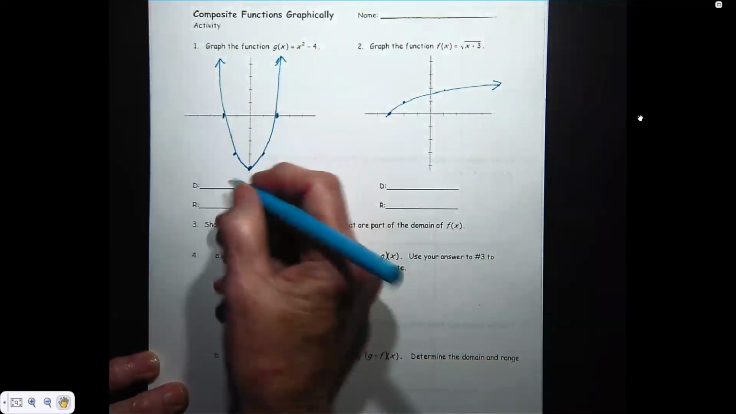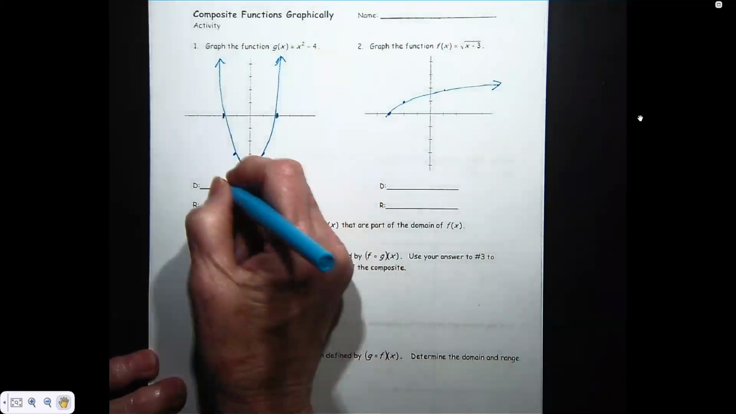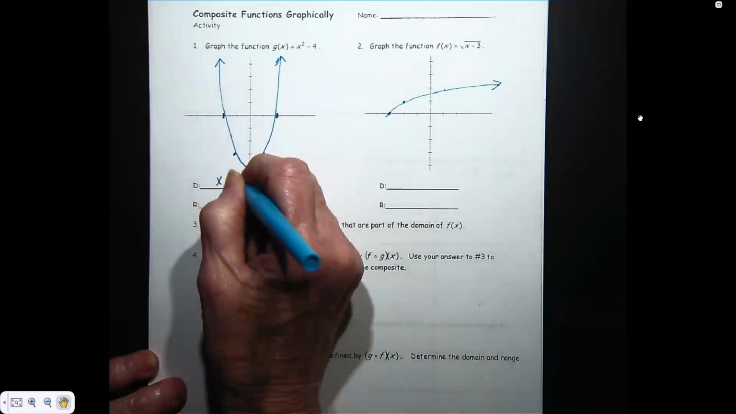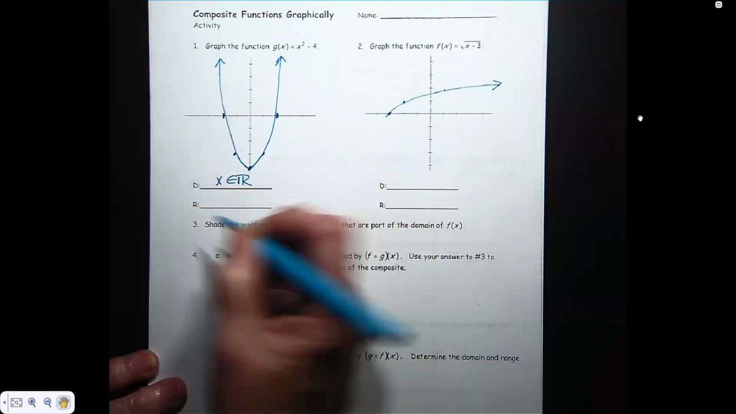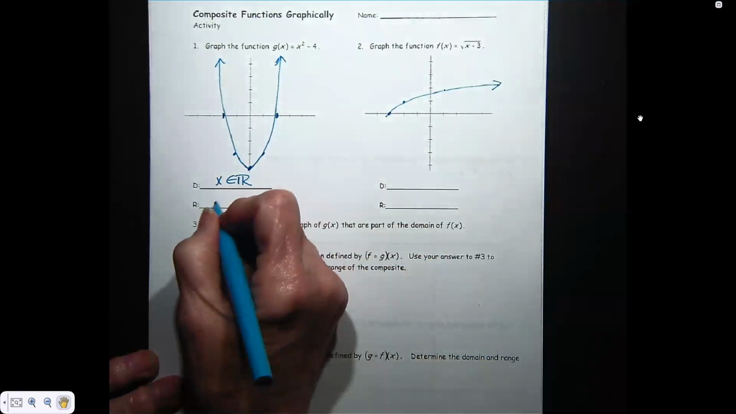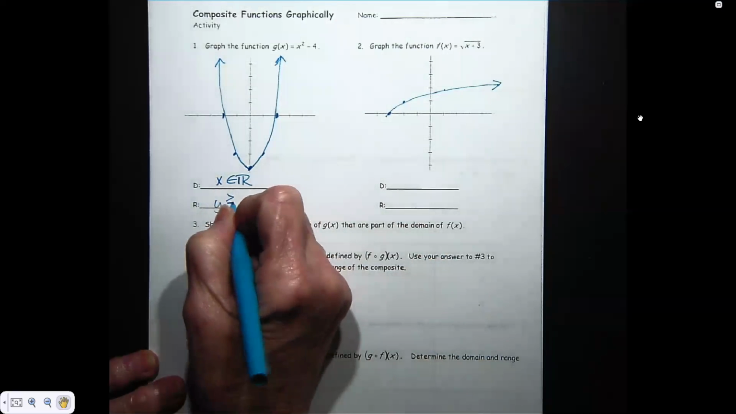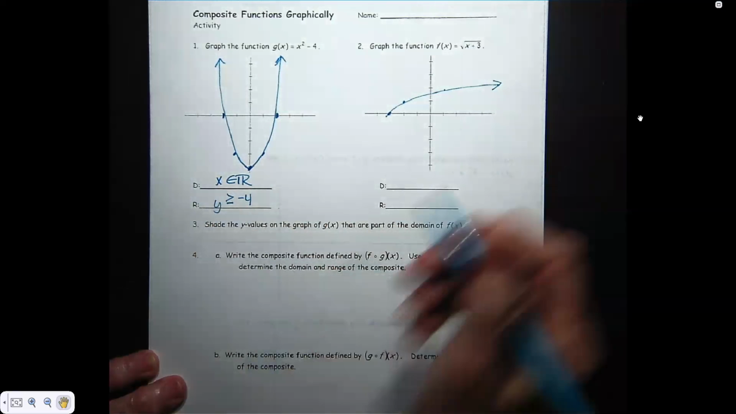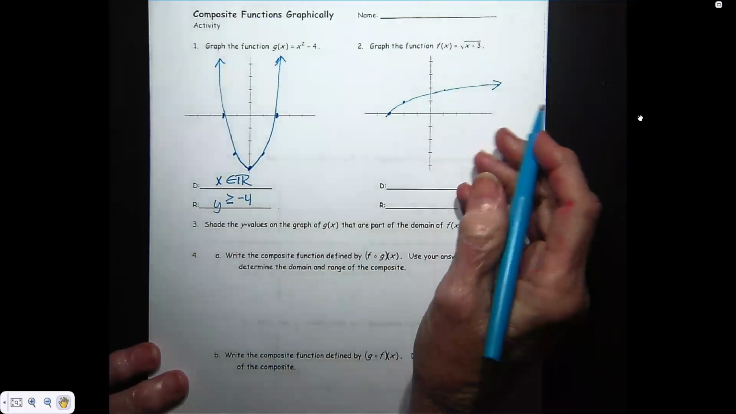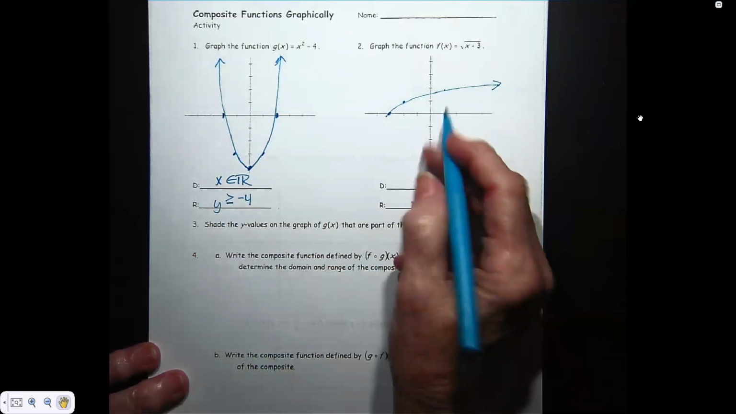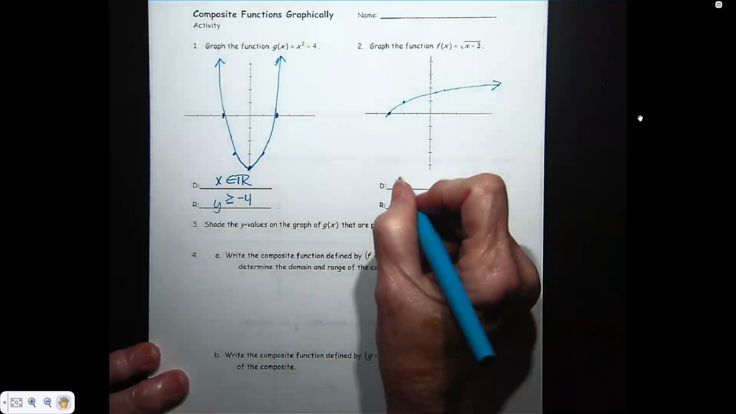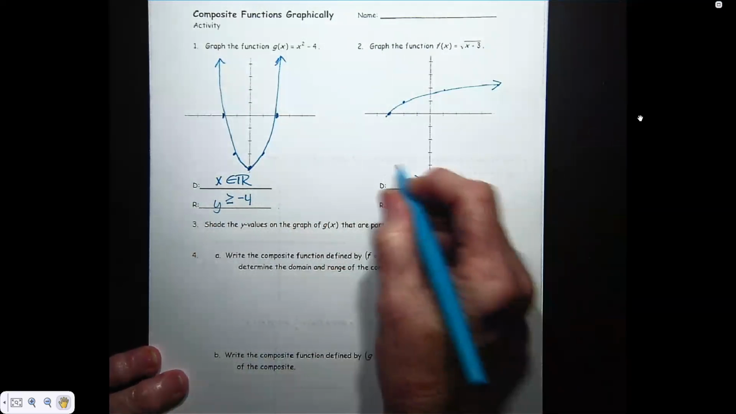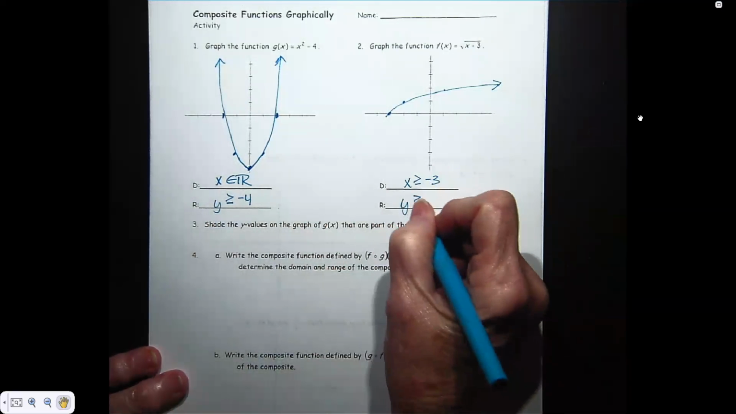The domain of this function is going to be x is an element of the real numbers, okay? And the range of the function is going to be y is greater than or equal to -4. Now, I'm not so much worried about the range of the function as I am the domain of the function. So for this one, the domain of this would be x is greater than or equal to -3, and the range is going to be y is greater than or equal to 0.